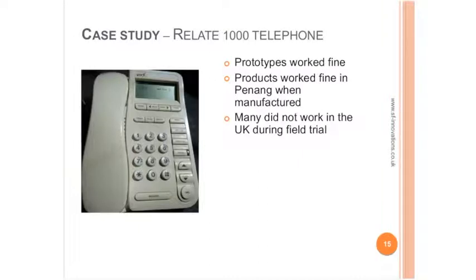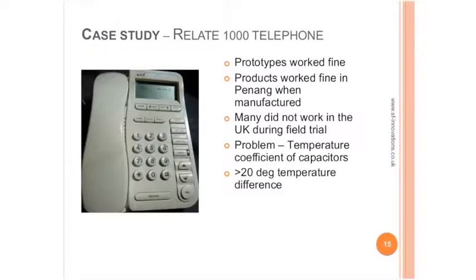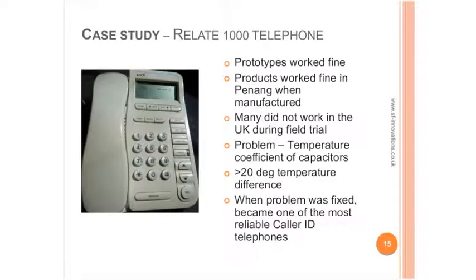The field trial happened to be up in Scotland in February, particularly cold winter. And when we analyzed the problem, it was down to temperature coefficient of the capacitors. From the factory to Scotland, Perth it was, so more than a 20-degree difference in temperature, which resulted in certain of the caller ID signals not being detected. But when we tackled this problem and fixed it, it became one of the most reliable caller ID telephones in the world, in the UK, I beg your pardon.